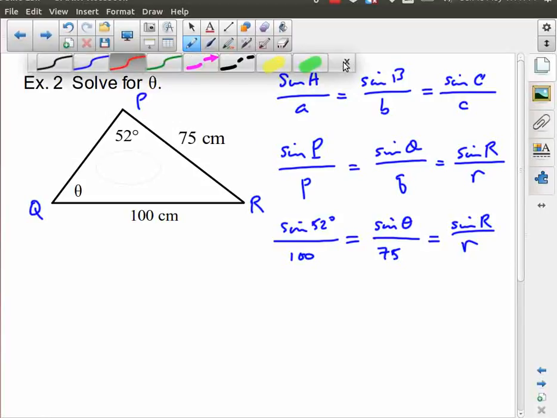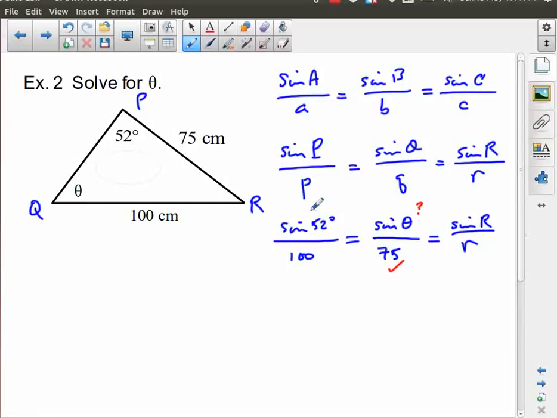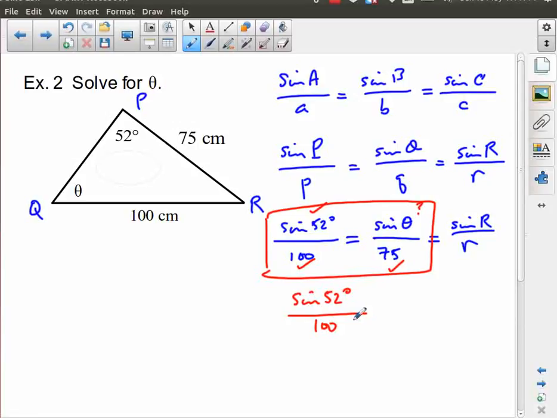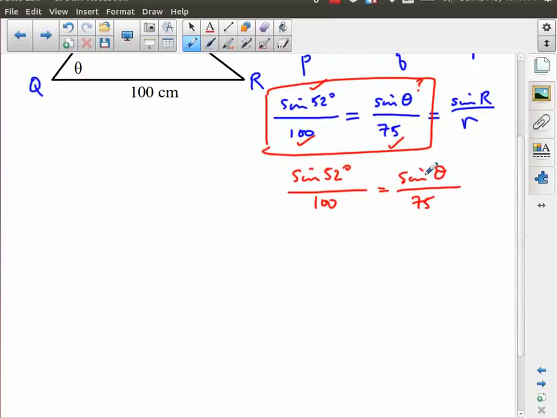We don't actually know two angles, so this is all we have to work with for now. What are we interested in? We're obviously interested in this theta, and we know that one, we know that one, we know that one. So the equation I can use is made up of those two. So I end up with, I'm just going to rewrite it, sine 52 degrees over 100 is equal to sine of theta over 75. Cross multiply, I end up with 100 sine theta is equal to 75 sine 52 degrees.